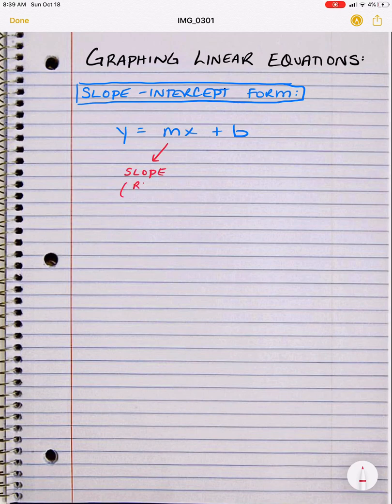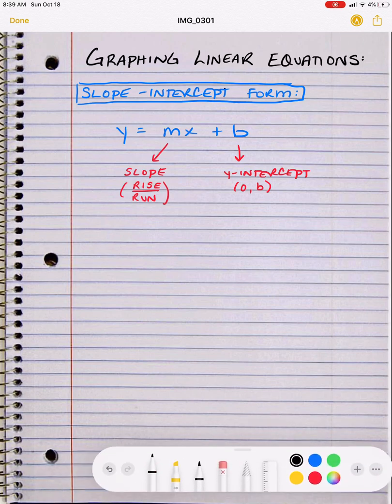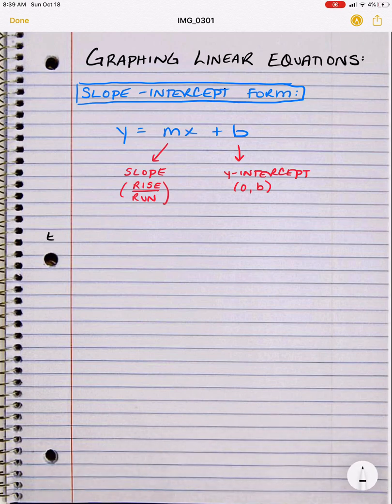Slope is always going to be rise over run, where we're going to move the change in y's divided by the change in x's. The b is the y-intercept, which is going to be our starting point when we begin to graph. And so that starting point is always going to be (0, b). So we'll start with the y-intercept and then we'll move the slope. And that's pretty much the basics of how to graph a line. So let's look at our first example.